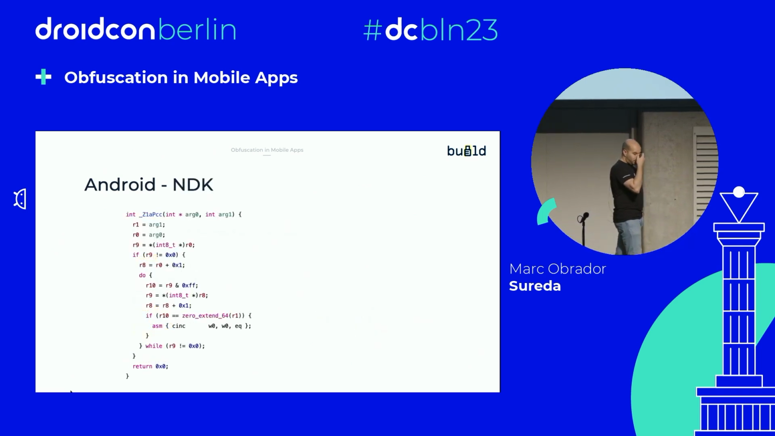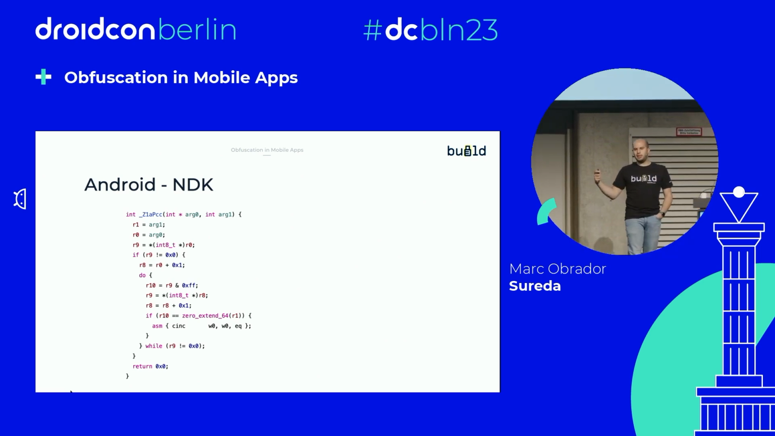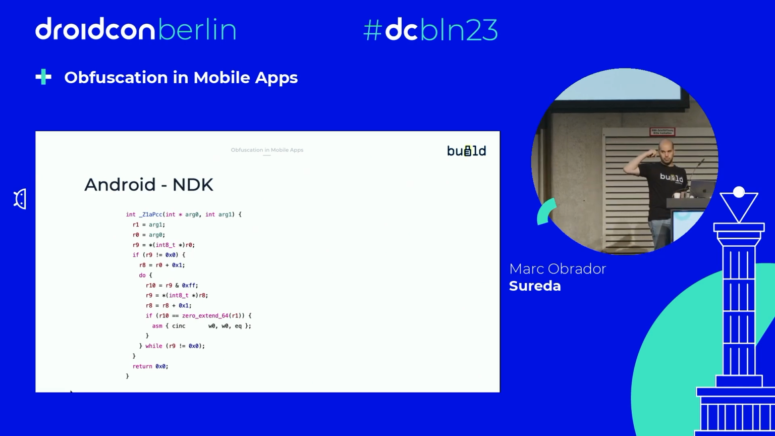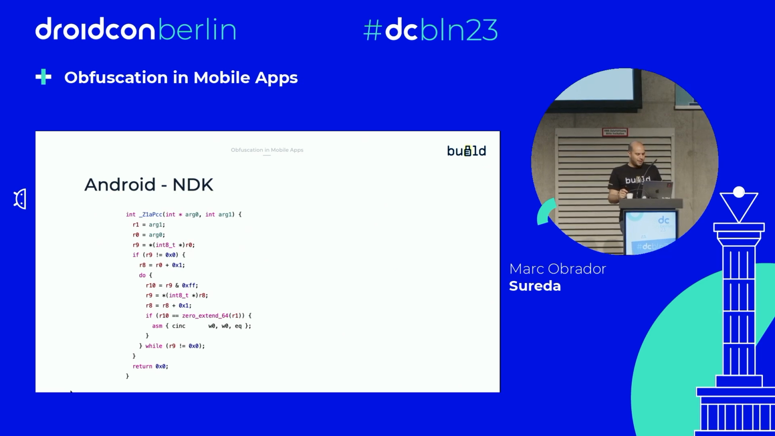Okay, let's go with the difficult one. That's C code written with the NDK. The NDK is the native development kit from Google to write C and C++ code for the Android platform. Most of you might not be familiar with it, but it's our bread and butter. That's the last one.